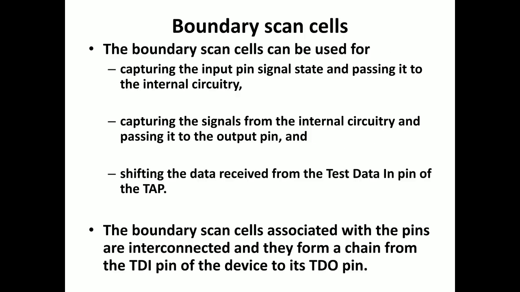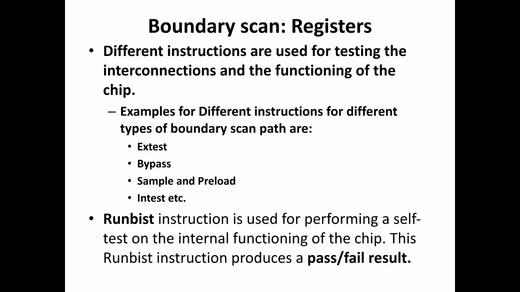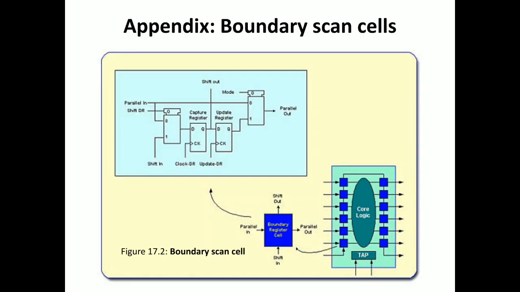This is the boundary scan cell internal view we saw. You can see the core component of the IC is there, and the boundary scan cells are there, the internal view of the scan cell. This is the overview, a combination of all the boundary scan cells and the JTAG component.